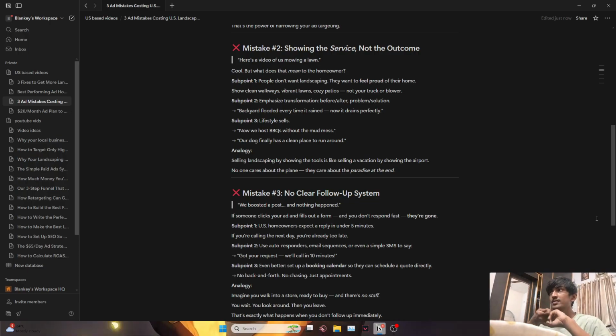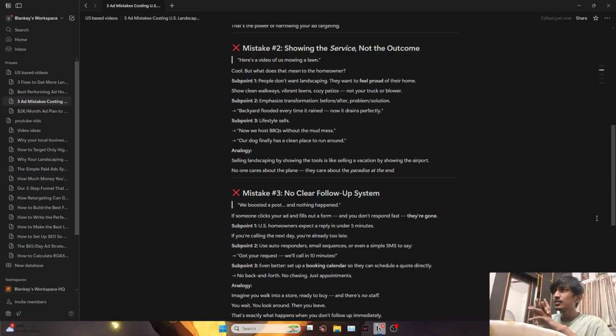Show clean walkways, vibrant lawns, cozy spaces, and not your truck or blower. Sell outcomes and emphasize transformation: before and after, problem and solution. And I'll repeat again, emphasize transformation, before and after, problem and solution. Trust me, before and afters build so much trust.